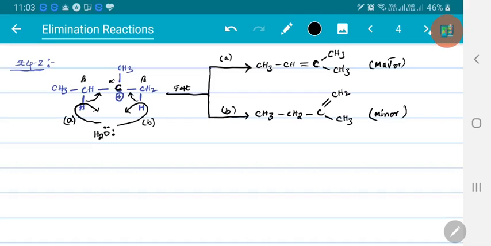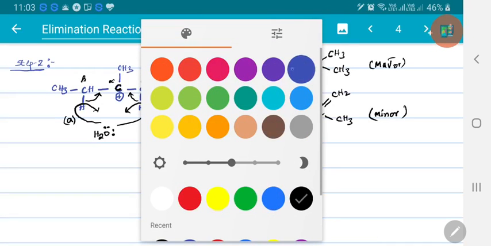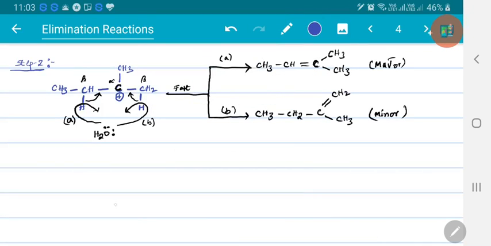Now the corresponding energy profile diagram. Similar to SN1 reactions, here also there will be some intermediate formation. So if you see the energy profile diagram, let me take potential energy on the y-axis and reaction coordinate on the x-axis.